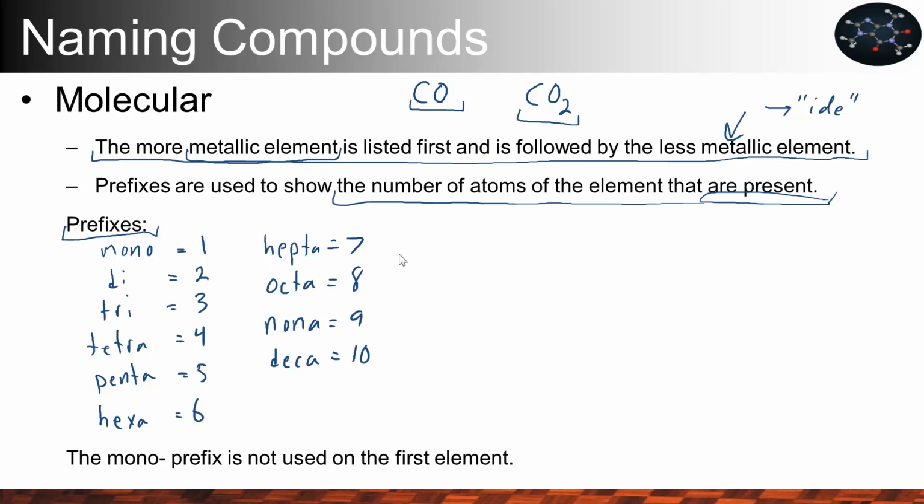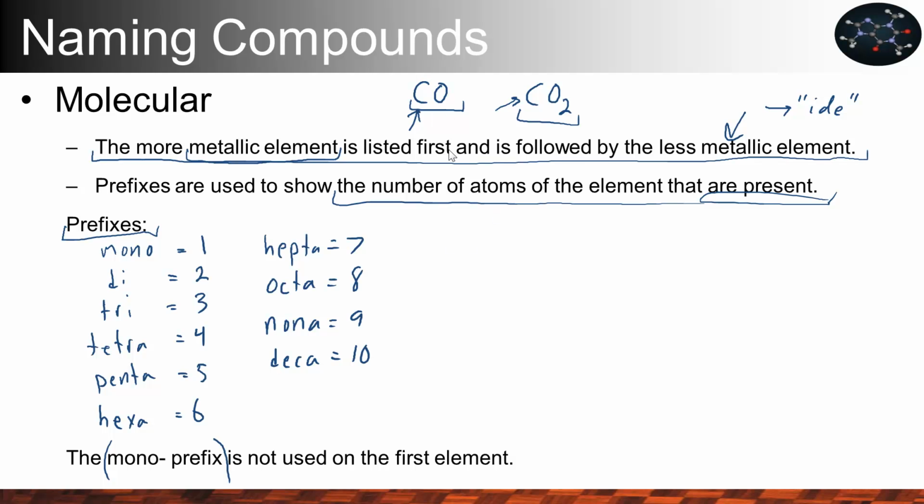This will cover us. One rule that we have to keep track of, to make this a little bit less awkward to say, is if the first atom only has one of them, like in this case where we have one carbon, we wouldn't call this monocarbon monoxide. We just leave out the mono for the first element. We'd still use di and tri and tetra if there were 2, 3, or 4 of the first element. We just don't use mono for the first element. That just makes things less awkward.